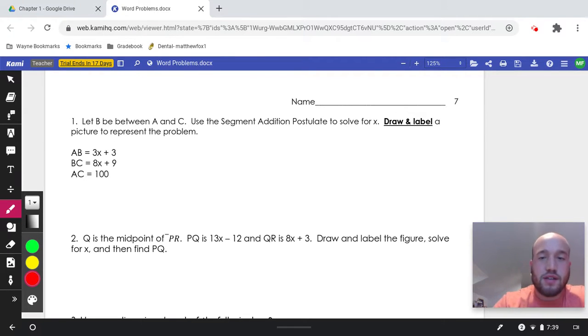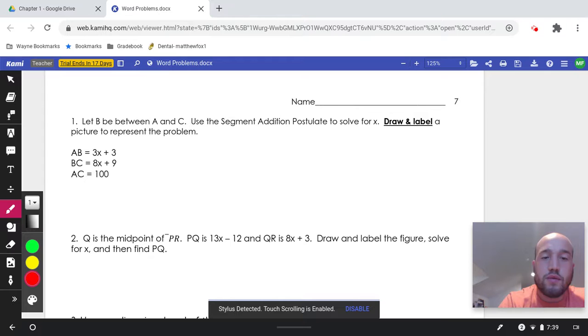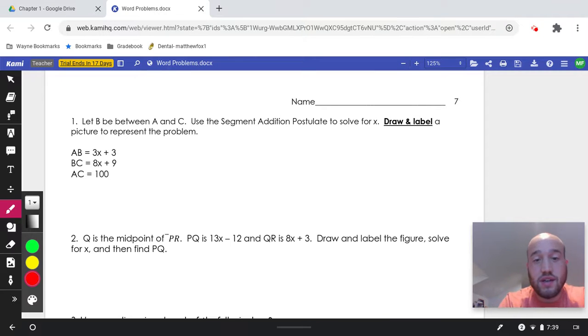But today we're going to take a look at some different word problems, and these first three are things you've already done, and then we're going to examine some more word problems. So this first one says let B be between A and C. Anytime we have a problem like this, I think it's a good idea to draw a picture to set it up.